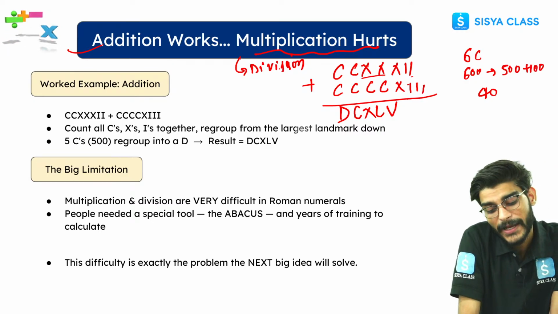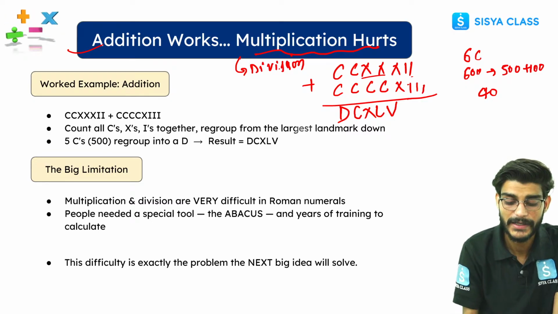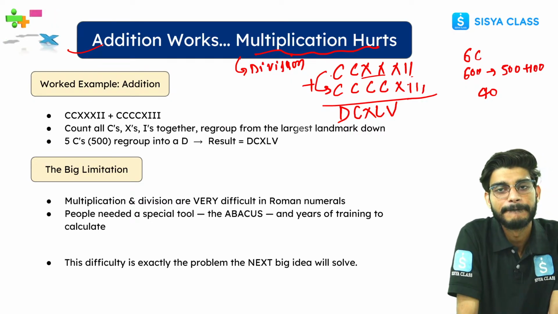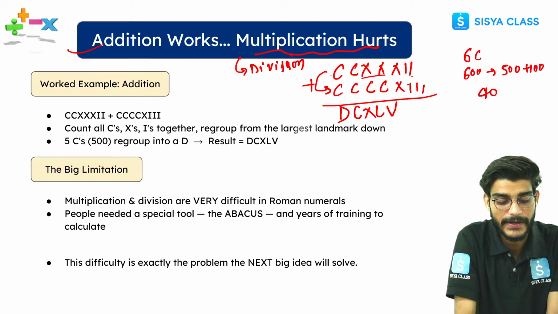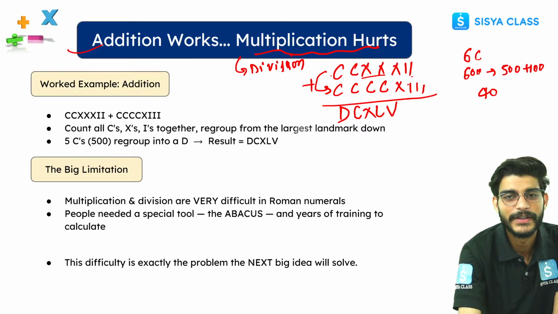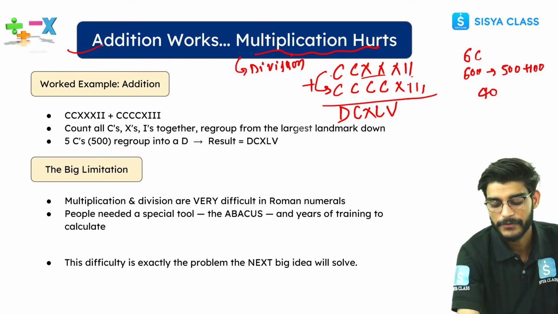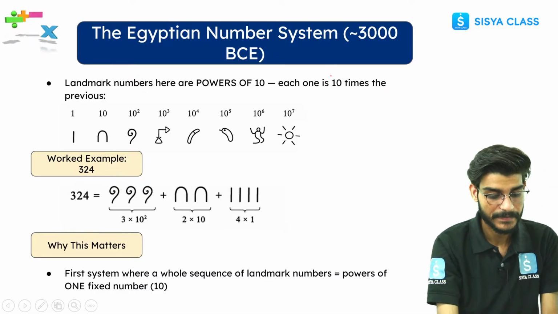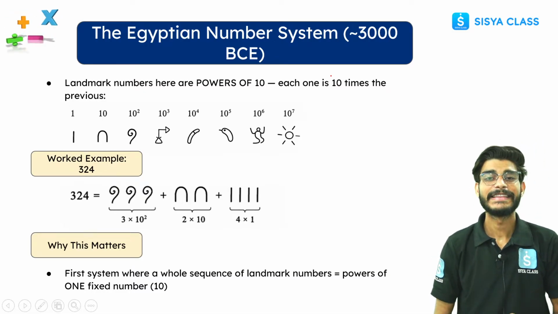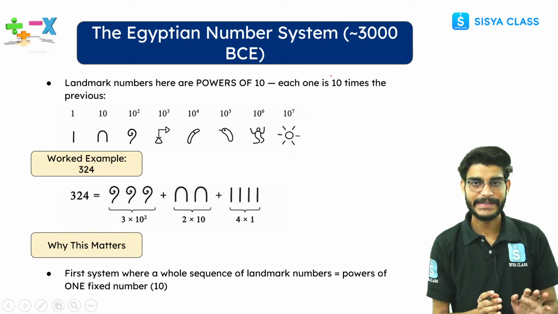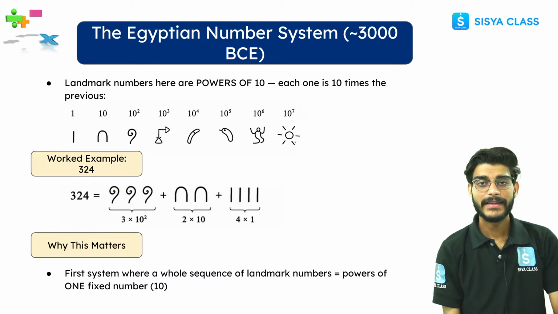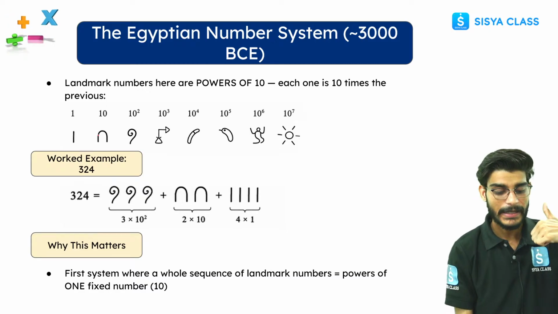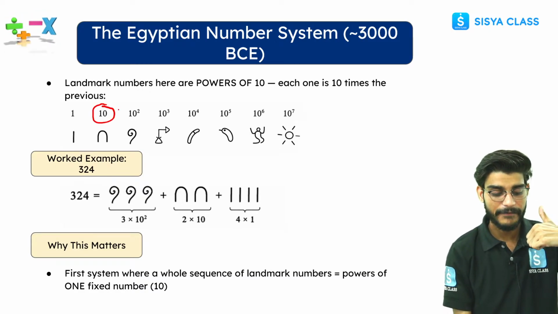How will you multiply it? Can you multiply these two numbers? No, it becomes difficult, right? So obviously a new number system will come, that we will discuss. Next we will see the Egyptian number system. In the Egyptian number system, they have taken the base as 10, and they denoted each base with a specific symbol. Like 10, they have taken as base.